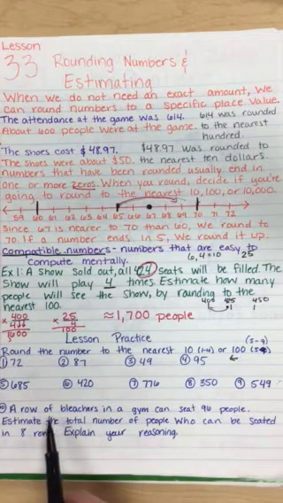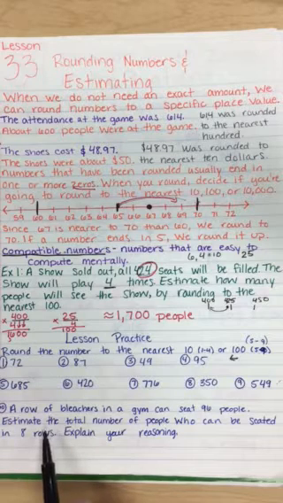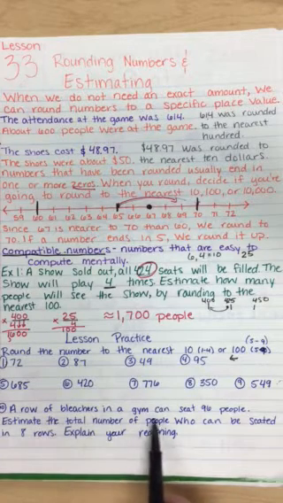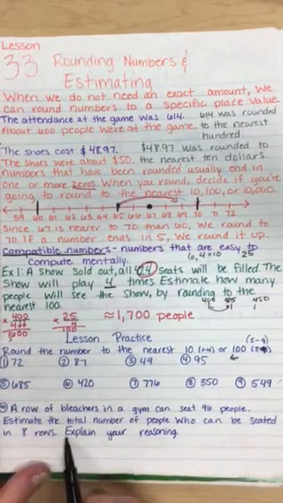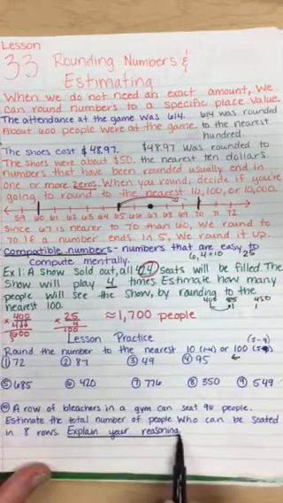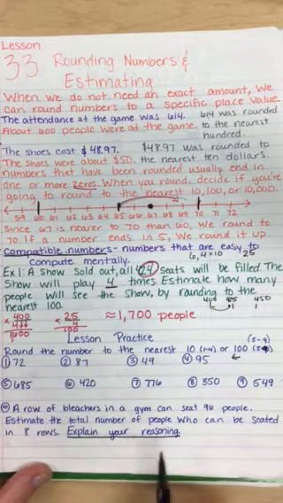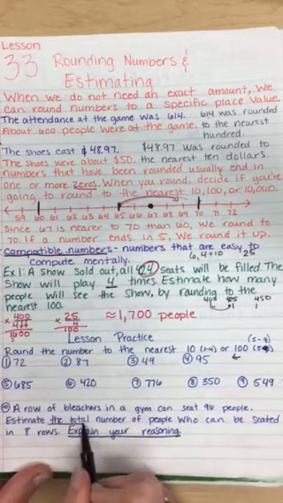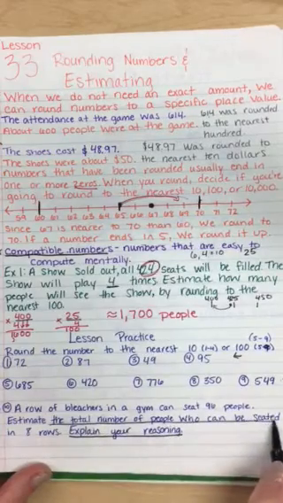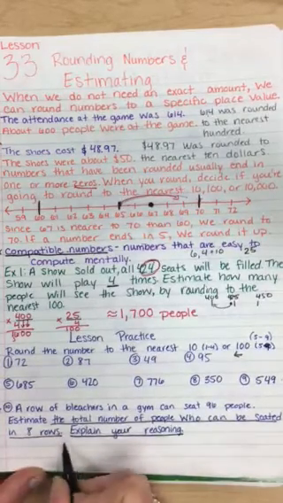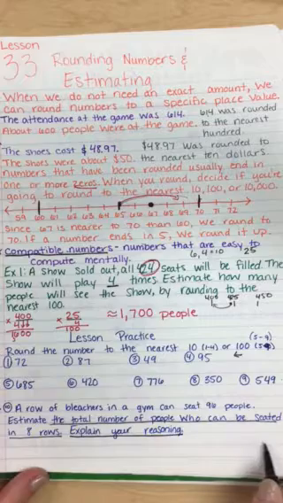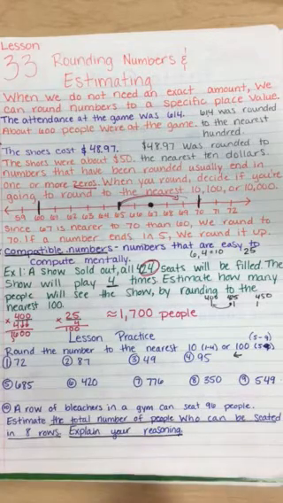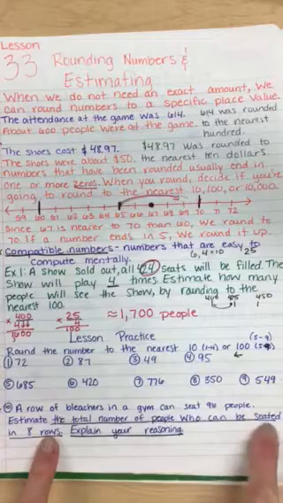Your last lesson practice question says, a row of bleachers in a gym can seat 96 people. Estimate the total number of people who can be seated in 8 rows and explain your reasoning. You should say, the total number of people who can be seated in 8 rows is blank. I know this because, and then explain. That's how we're going to get in the habit of rewriting the question in the answer.